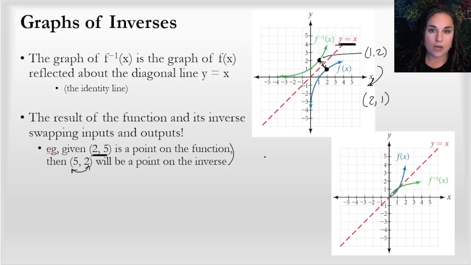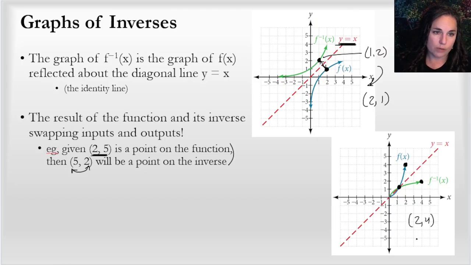Okay. Same thing for this function over here. It looks like I have half a parabola. There's half of a parabola here. If I flip it, let's see what it is. I guess this point is on both of them. That's not very useful. This point, (2, 4). So I have (4, 2).